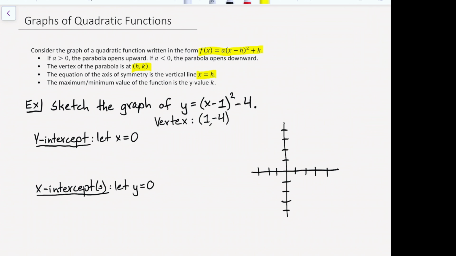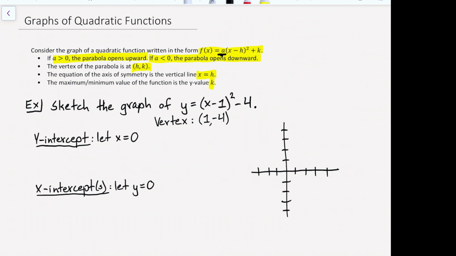We also talk about the maximum or minimum value of a function, as discussed in an earlier video. That also corresponds to a value of the vertex. That is simply the y value k. And we can determine whether it is a maximum or a minimum based on looking simply at the very first coefficient in our function. If that first coefficient is positive, the parabola opens upward. If it's negative, the parabola opens downward, and then we have a maximum value at the vertex.